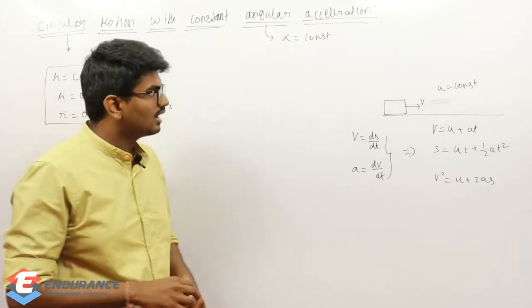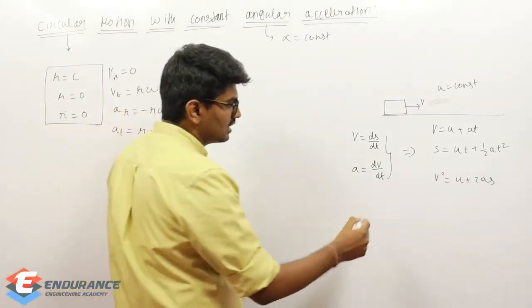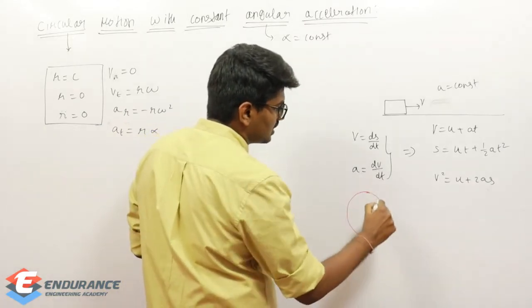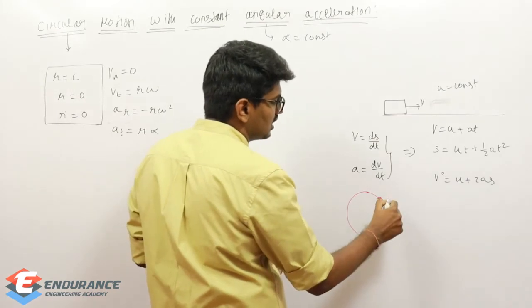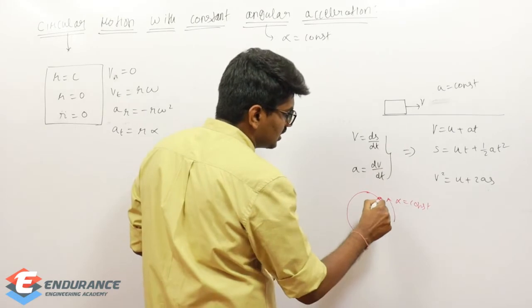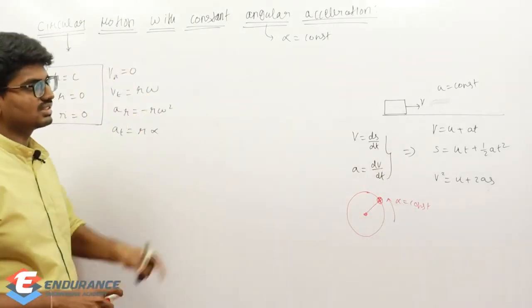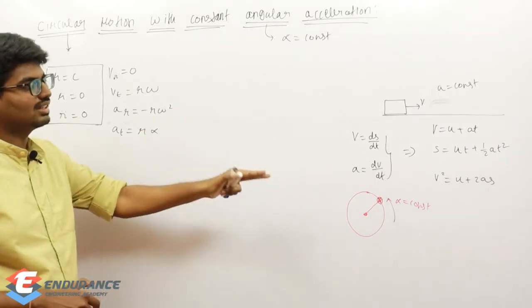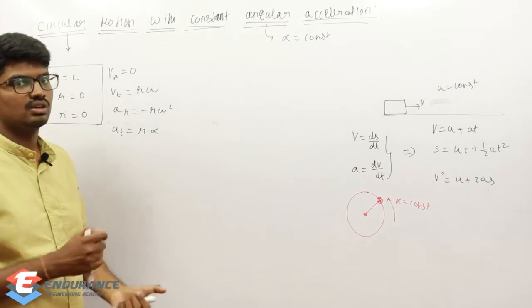Now angular acceleration being constant, what does it mean? When the particle is rotating, it is rotating with constant angular acceleration. So that is something which we are going to discuss. There, linear acceleration was constant. Here for circular motion we are assuming angular acceleration to be constant.